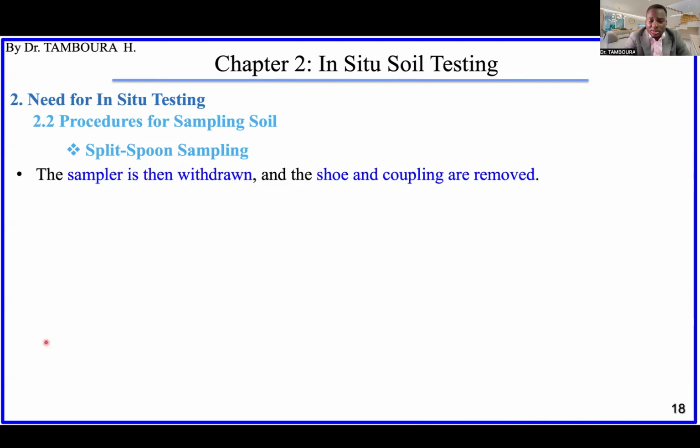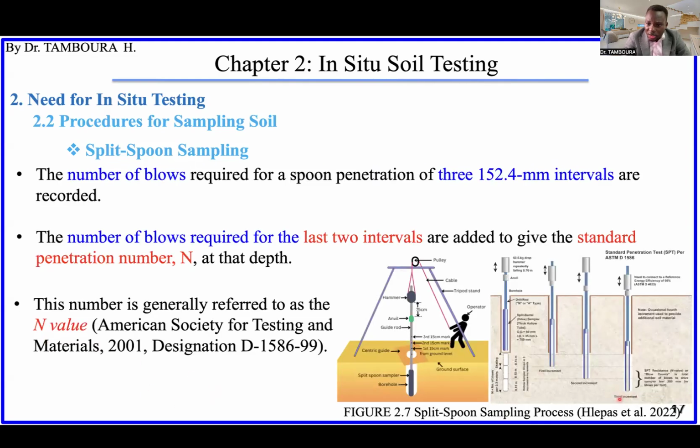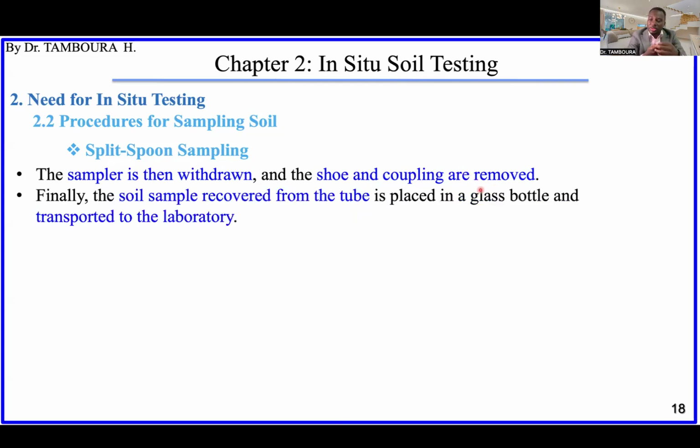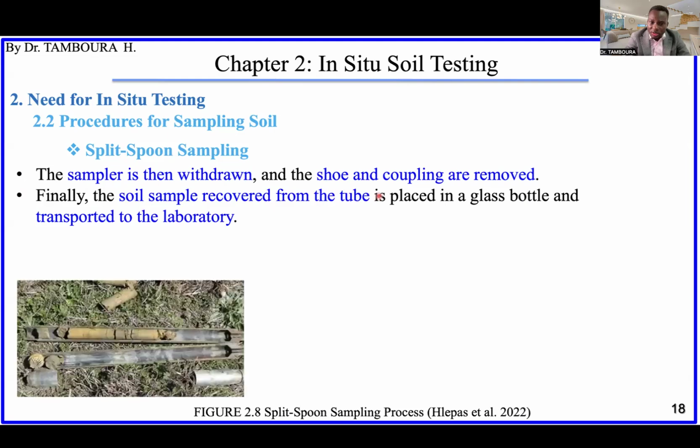Then after doing all this, after reaching the end, you remove the sampler. The sampler is then withdrawn, and the shoe and coupling. Do you remember what we call the shoe and coupling? You just remove it from the rod. Finally, the soil sample is recovered from the tube like this. You can see after removing it, you can open the sampler, split it in two, and open the soil sample. The soil sample can be recovered from there.